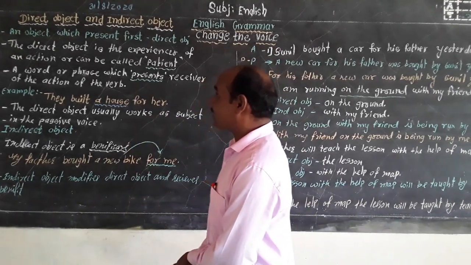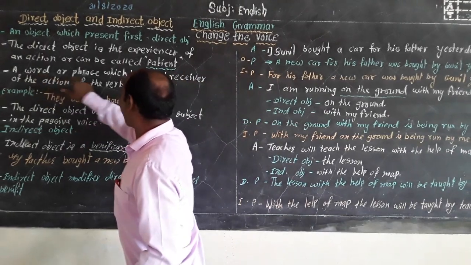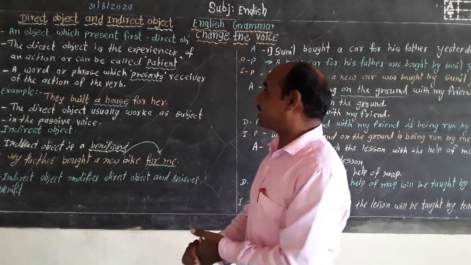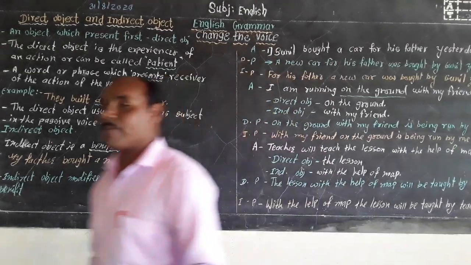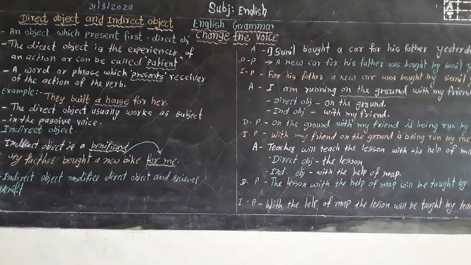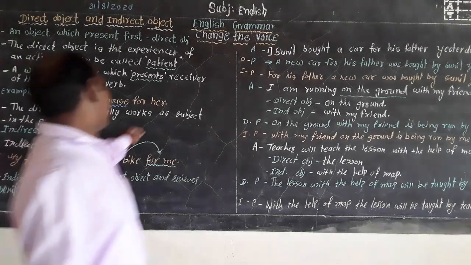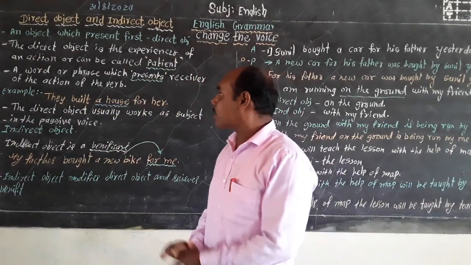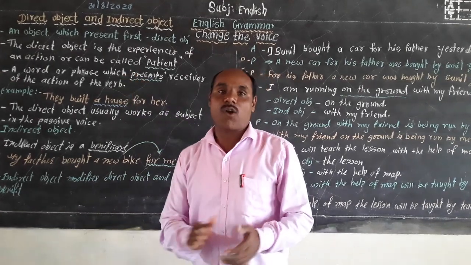Now let us see the examples of this. A word or phrase which presents the receiver of the action of the verb, a word or phrase which presents the receiver of the action of the verb, is known as the direct object.